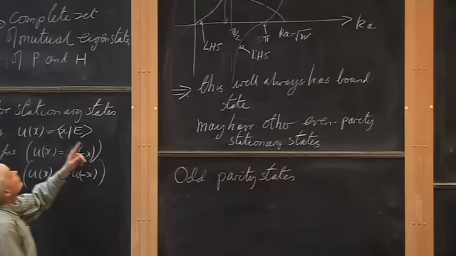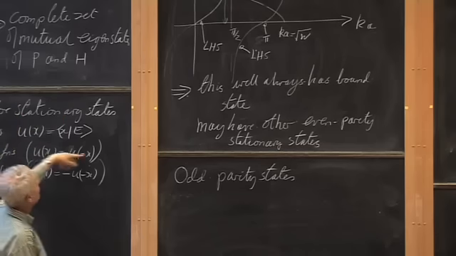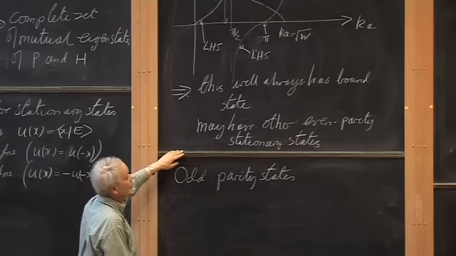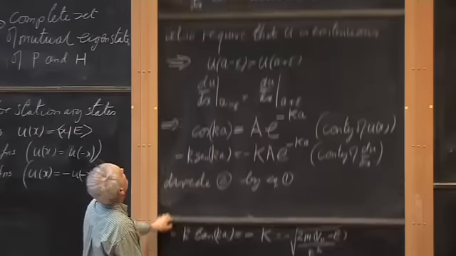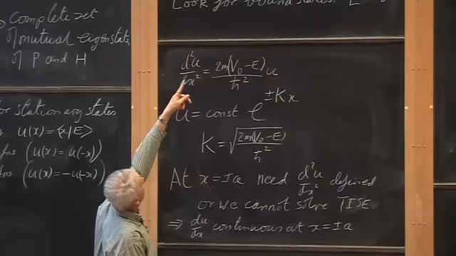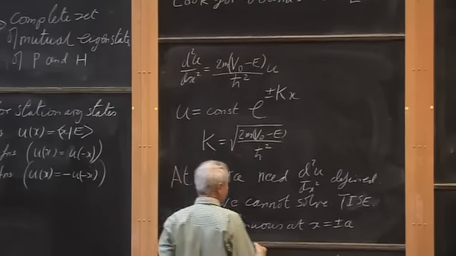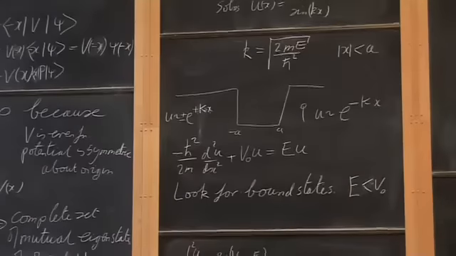Then our conditions: our wave function for the odd parity states is sine kx right up there, right? So in the middle it's sine kx. At the edge it's still A e to the minus Kx.